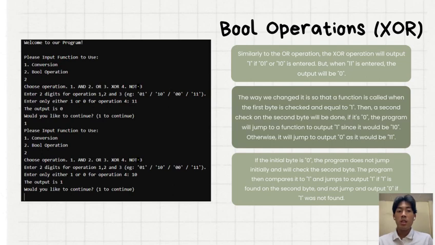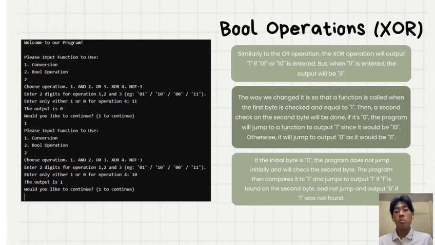The way we implement it is so that a function is called when the first byte is checked and equal to 1. Then a second check on the second byte will be done. If it's 0, the program will jump to a function to output 1 since it will be 1, 0. Otherwise, it will jump to output 0, as the input would be 1, 1.